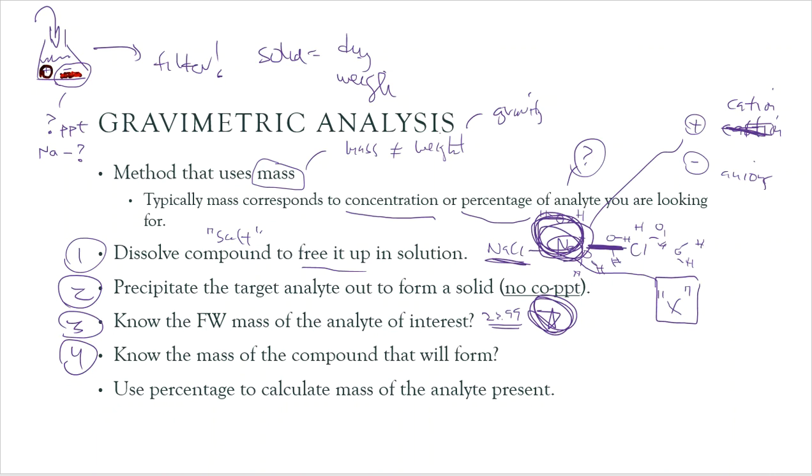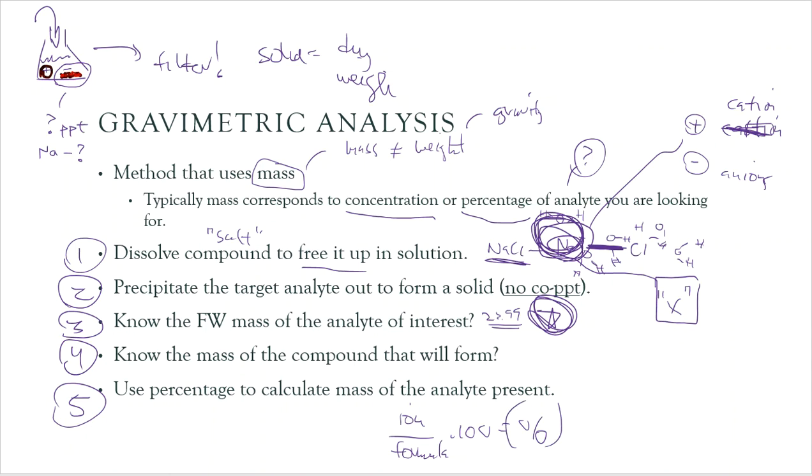So we're going to have to know the entire formula weight or molecular weight of the compound. And finally, number 5 says use the percentage to calculate the mass of the analyte that is present. So for instance, I'll take the ion sodium and then I can do the formula weight of the entire thing and I multiply by 100 and that gives me a percentage.